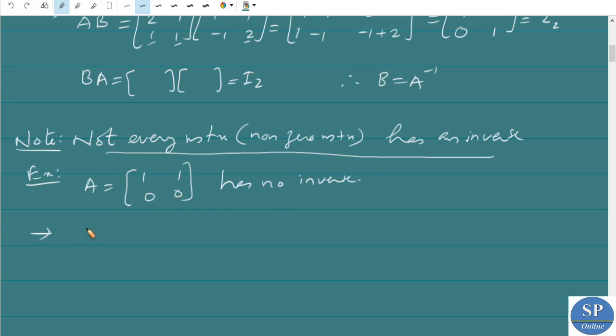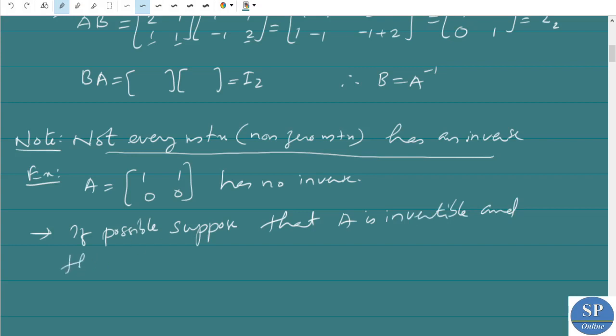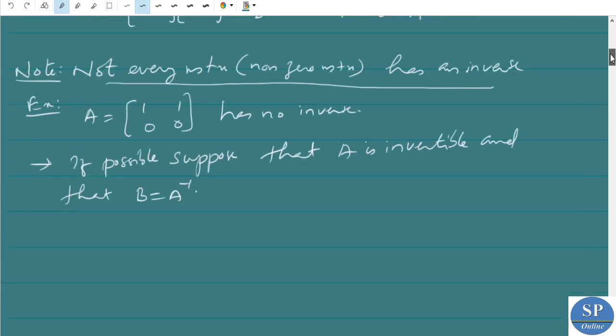If possible, suppose that A is invertible, and that B equals A inverse. A is invertible means A has an inverse, so let B equal to A inverse, which is some matrix a, b, c, d. Since B is the inverse of A, we have AB equal to BA equal to I.